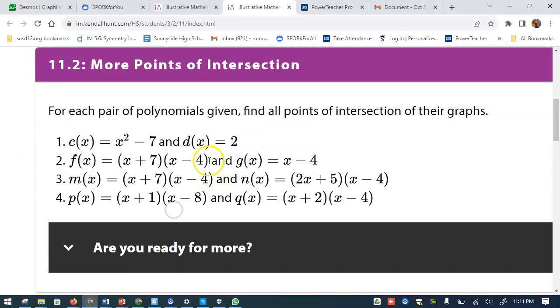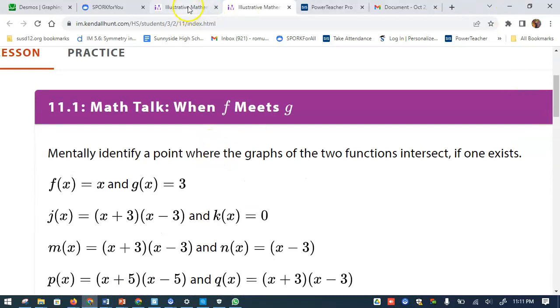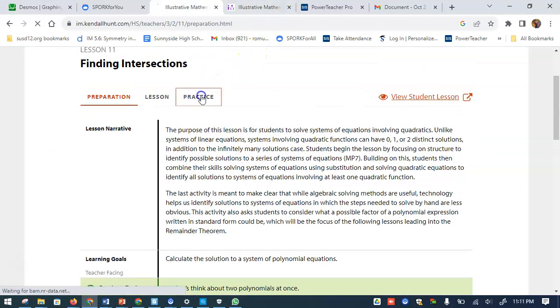So let's go directly to the actual practice problem. And here's the first one here.